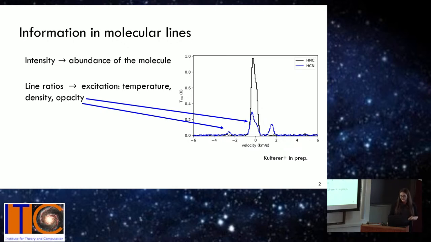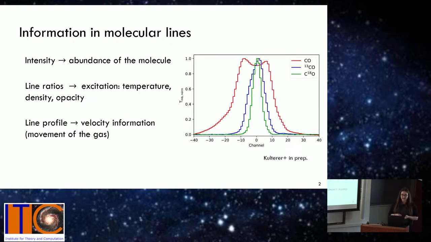And last but not least, the line profile of lines can show us something about the velocity information, so the movement of the gas. So for instance, in this VeLLO, the different isotopologues of CO trace different velocity components. Clearly, CO traces two different layers of gas, and also the different levels of broadening can tell us something about the kinematics. But now I have told you a bit about how we can use molecular lines to study protostellar system properties, but I haven't told you yet what the VeLLO is exactly.